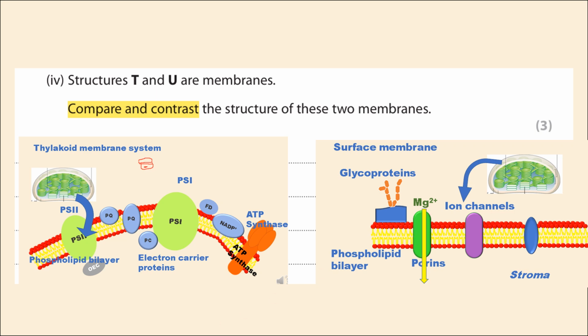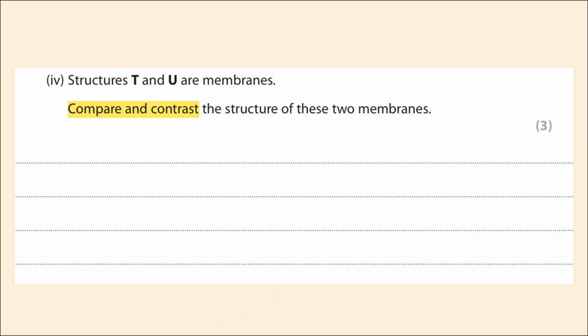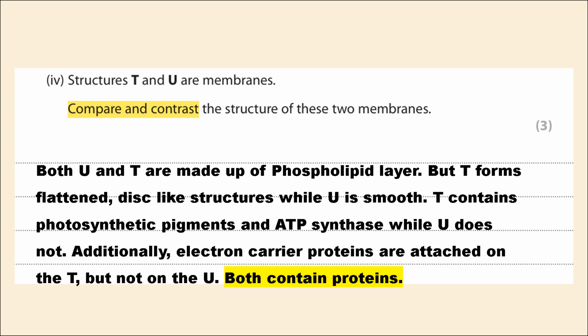And if we summarize these points, you can give your answer like this. Both U and T are made up of phospholipid layers, but T forms flattened disc-like structures while U is smooth. T contains photosynthetic pigments and ATP synthase, while U does not. Additionally, electron carrier proteins are attached on the T but not on the U. And additionally, the marking scheme emphasizes that both membranes contain proteins.